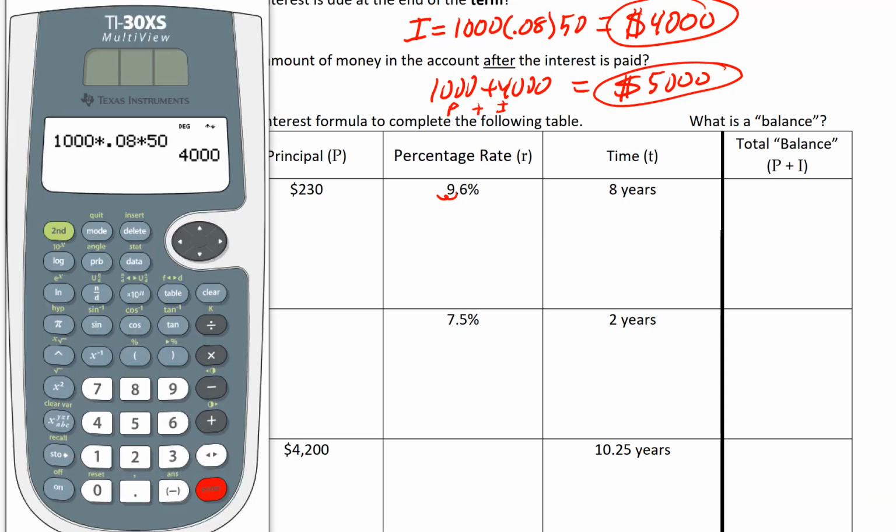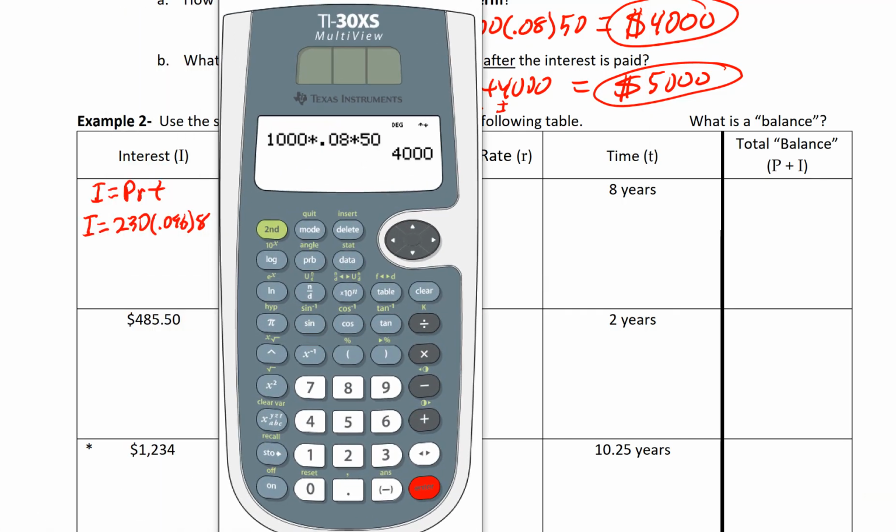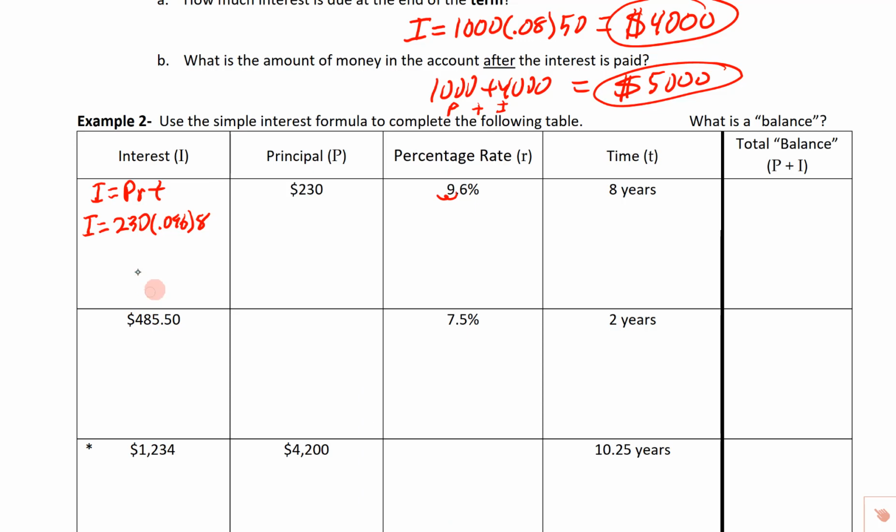So we'll grab the calculator, pull that up, and let's see what we get here. Clear this off, 230 times 0.096, there's the 9.6%, and we're going to have it in there for 8 years. So $176.64. So we'll go ahead and circle that.